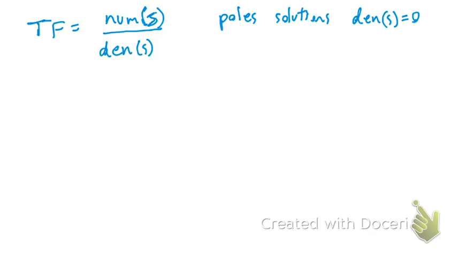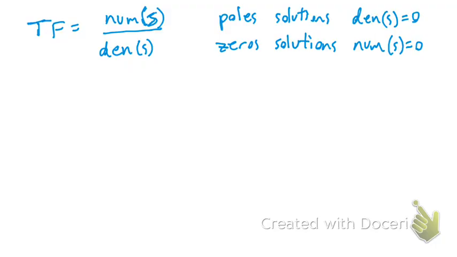We can also refer to what happens if our numerator is set equal to 0. So the solutions of setting our numerator equal to 0 are going to be our zeros. And while we're talking about adding additional poles, we can also talk about adding additional zeros to our system.